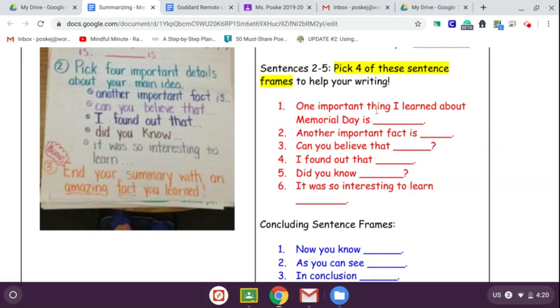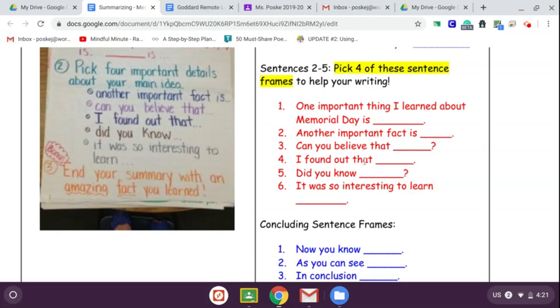One important thing I learned about Memorial Day is, and then you would write what you learned. Another important fact is blank. Then you would write another important fact. Can you believe that? Blank. So it's like you're asking your reader a question. Wow, can you believe that, so and so, happened on Memorial Day? Something like that. Something that is in the ReadWorks article.